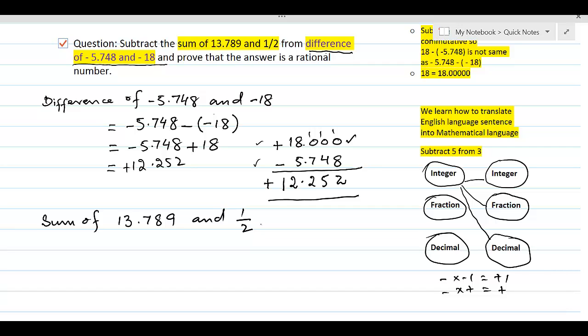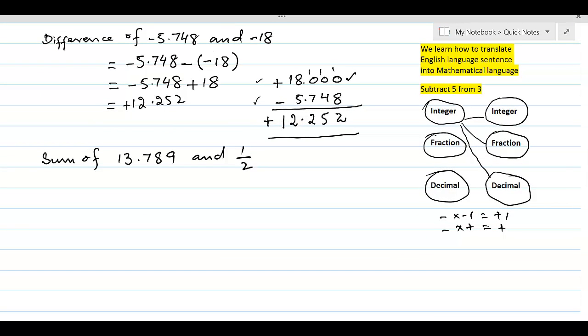Now whenever we need to perform any mathematical operation, it's much easier if both the numbers upon which we are going to operate are of similar type, and we just have to use our common sense to decide which type. Like either we can convert 13.789 to fraction or convert 1/2 to decimal. Converting 1/2 to a decimal is a lot easier, so I will convert 1/2 into decimal.